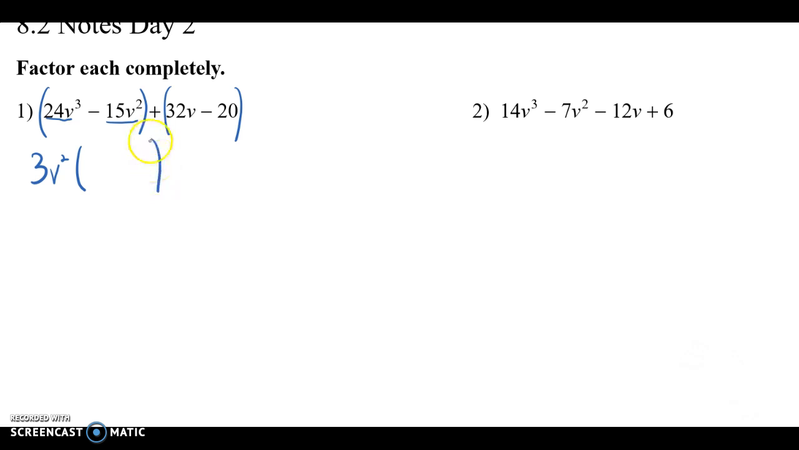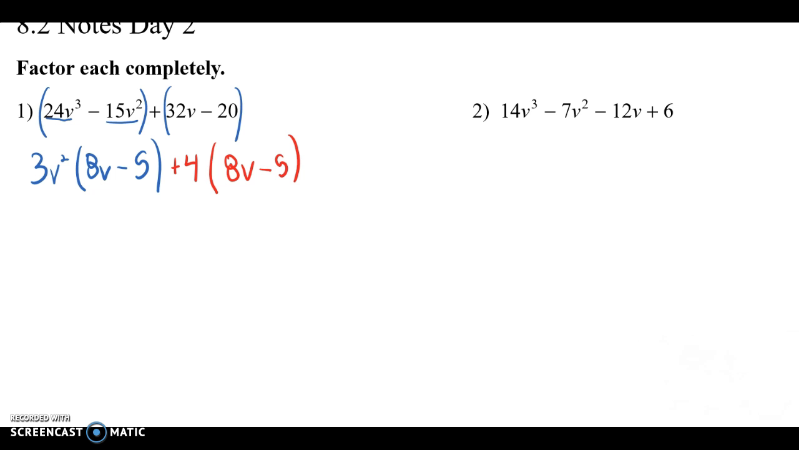Now, when I factor that out of this first term, 24V cubed divided by 3V squared gives us 8V. And then negative 15V squared divided by 3V squared is negative 5. So there is the first two terms factored with a GCF. Then, third and fourth term, they are grouped together also. The GCF here, what goes into both of those terms is a 4. If I factor a 4 out of both of those, we get 8V and negative 5.